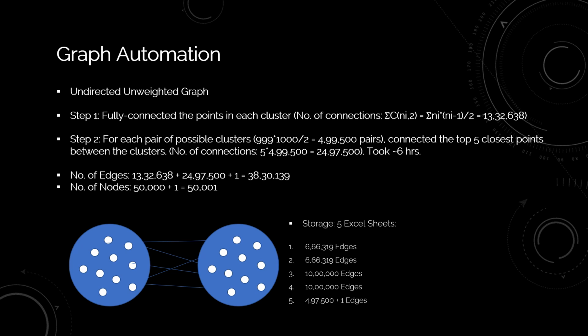It took about 6 hours to complete, whereas the initial one didn't take a lot of time. It took negligible time. The number of edges is around 13 lakhs plus 24 lakhs plus 1, the 1 being, for the purpose of dealing with the library with ease, one extra edge from 0 to 1, because initially we only had edges from 1 to 50,000. So it took about 38 lakh edges, and the number of nodes is 50,000 plus the 0th node, which is 50,001. The entire storage took about 5 Excel sheets, since the limitation on Excel is about 1.048 million.